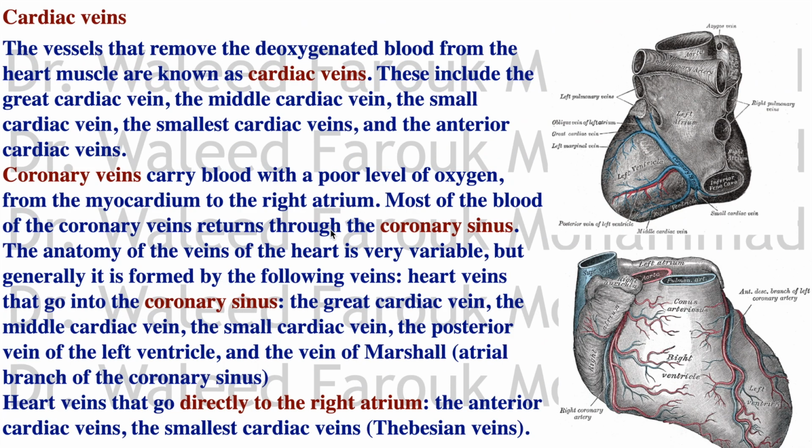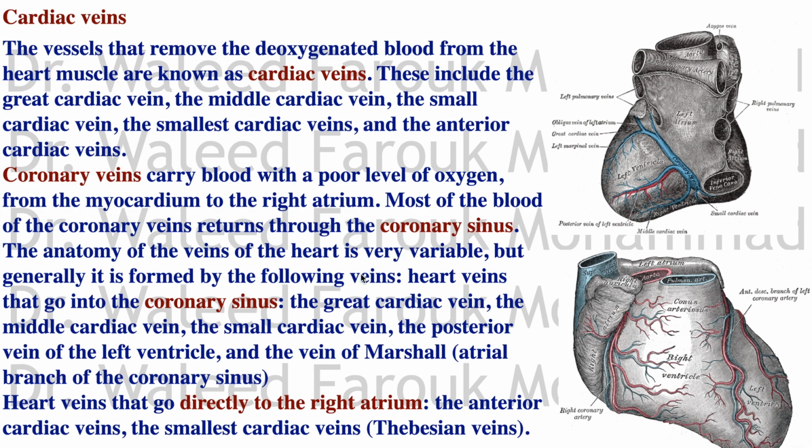Cardiac veins remove deoxygenated blood from the heart muscle itself. These include the great cardiac vein, the middle cardiac vein, the small cardiac vein, the smallest cardiac vein, and the anterior cardiac veins. Coronary veins also carry deoxygenated blood. They all drain into the so-called coronary sinus, which drains into the heart.